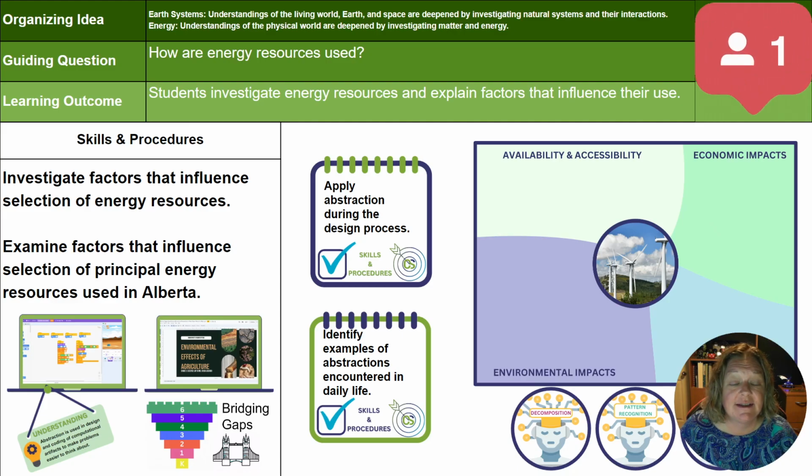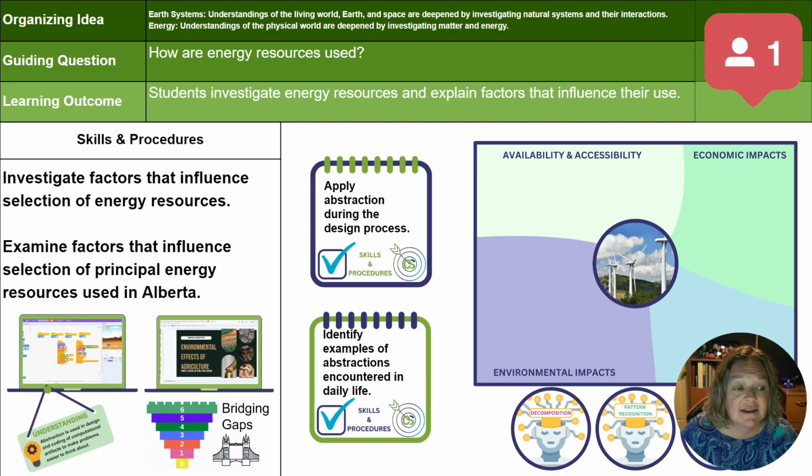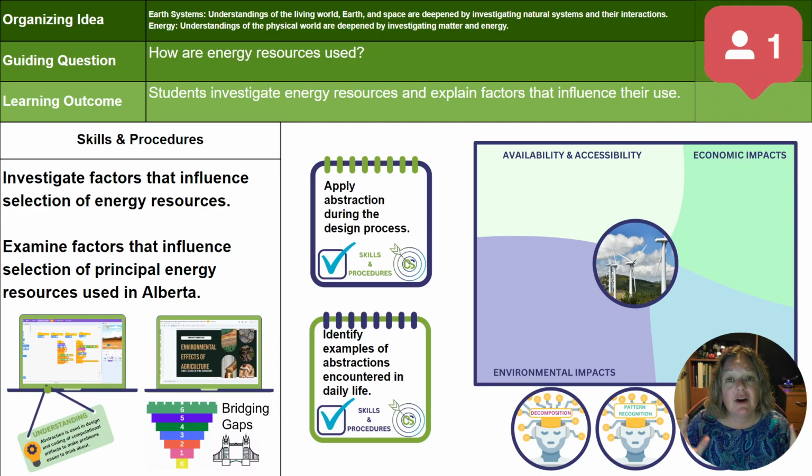These energy skills and procedures we also see in our Earth Systems curriculum. We have the ability, again, to apply abstraction and identify examples of abstraction encountered in daily life as we're talking about different factors that influence how we choose energy resources and the factors that influence the selection of principal energy in Alberta. So we're going to be looking at resources. What are all of our energy resources? And now we want to talk about why we choose the resources we choose in Alberta. And so we're going to immediately only be looking at resources that we have in Alberta.